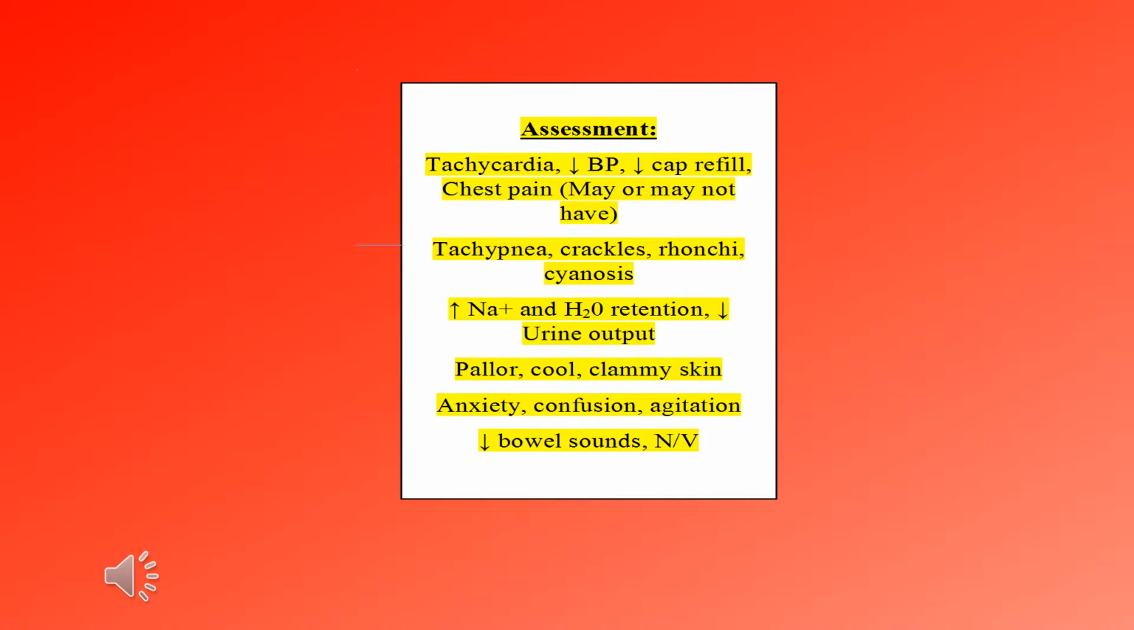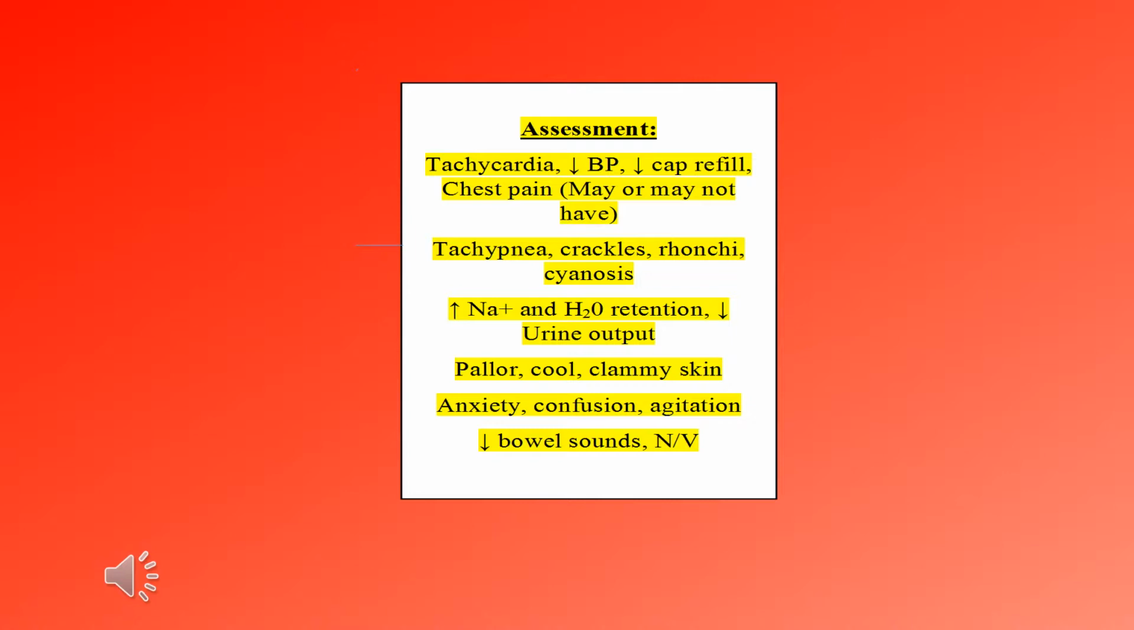A patient may also have a decreased urine output and sodium and water retention, and this is due to the decreased renal blood flow to the kidney. A patient may also have pallor and cool, clammy skin. Again, this is due to the decreased blood flow that is going to the skin.